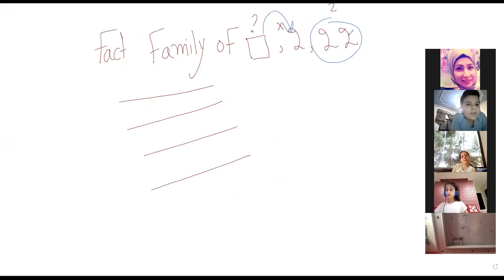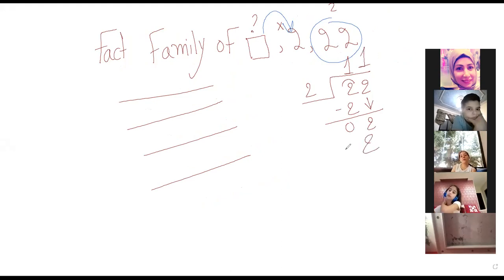We divide 22 by 2 in order to know the missing number. The opposite. Which number in table 2 gives us 2? 1. So 1 up and 2 down. Which number in table 2 gives us 2? 1. 1 up, 2 down. So the quotient is 11. So the missing number is 11.